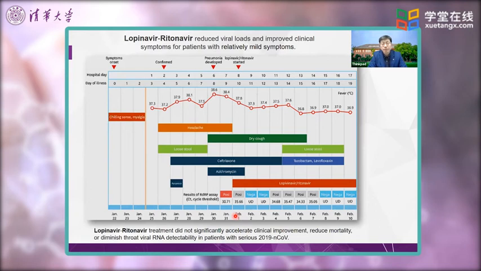Actually, it has been tested in a clinical trial. This table shows the combo use of these two compounds can greatly reduce viral loads and improve the clinical symptoms for patients with relatively mild symptoms. However, for the patients with serious symptoms, the treatment cannot provide significant improvement.